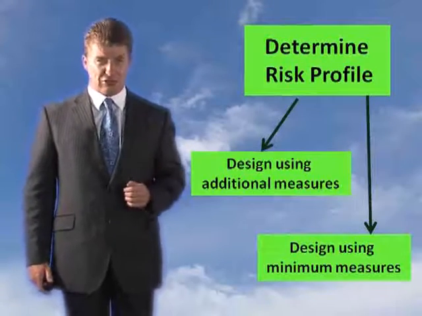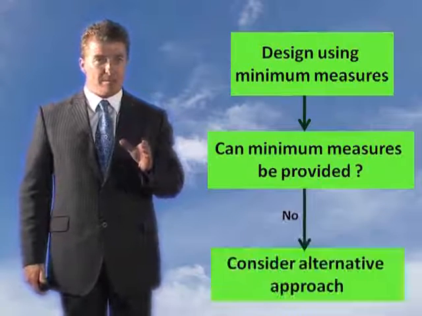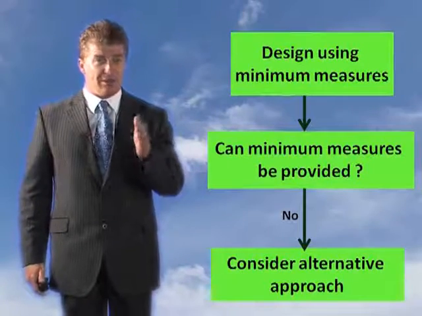What might you try first? You might try and get away with the minimum measures. Right, what you ask yourself is, can the minimum measures be provided? Now, if you can't meet the minimum measures, you can't use the code. You need to consider an alternative approach.